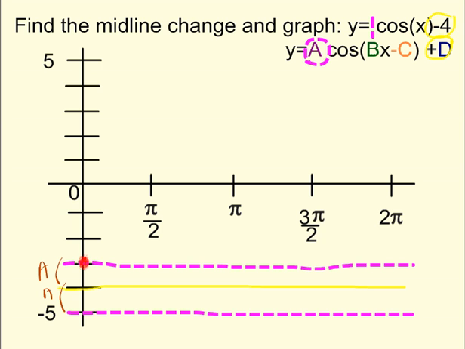We're going to move to the midline, move down to the minimum, back to the midline, and finish at the maximum. Step 5, draw a curve through your 5 critical points. And now we've drawn our cosine graph with a vertical shift of -4.